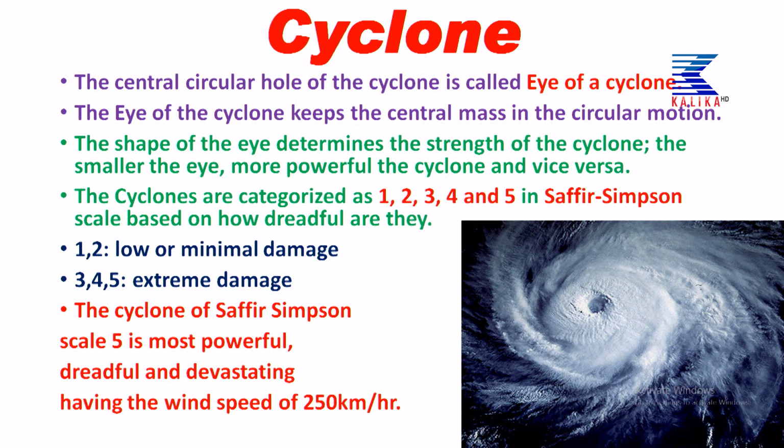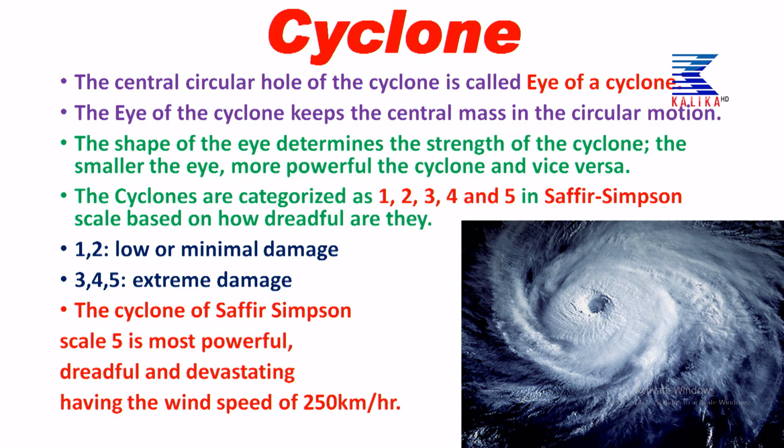The eye of the cyclone keeps the central mass in the circular motion. The size of the eye determines the strength of the cyclone. It means how strong the cyclone is. Smaller the eye, more powerful the cyclone, and vice versa. If the eye is bigger, less powerful. Eye is smaller, the cyclone is more powerful.